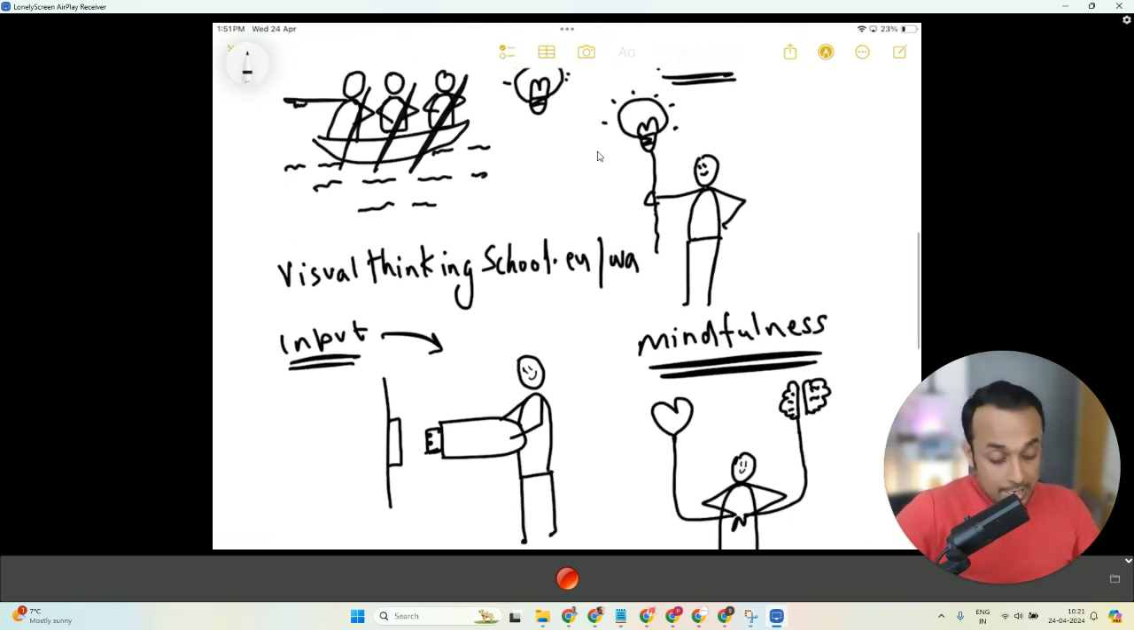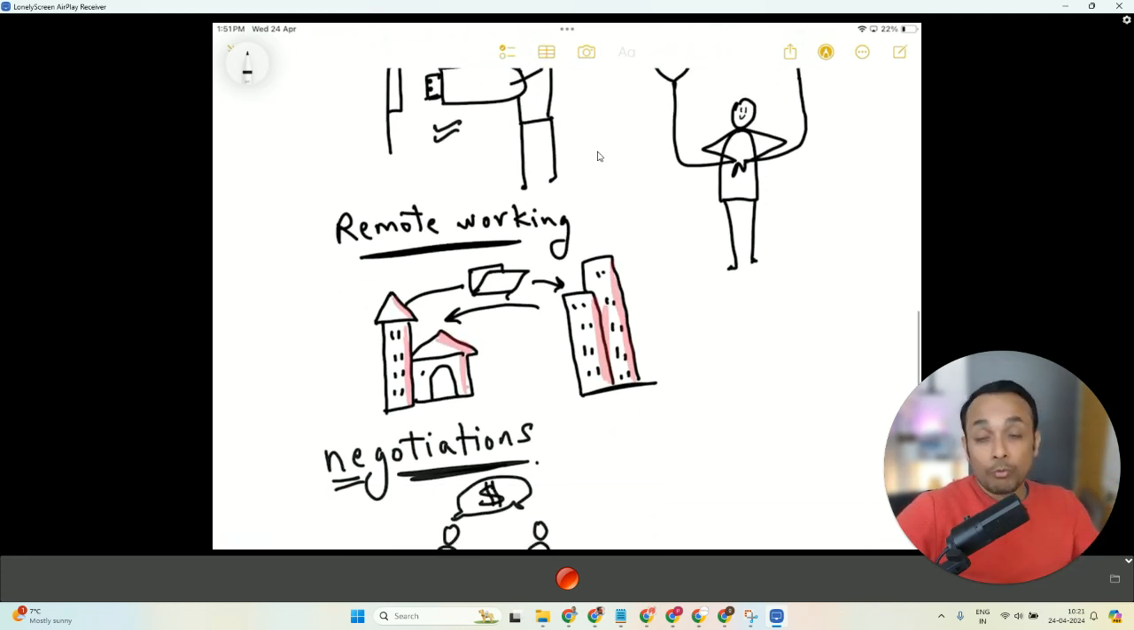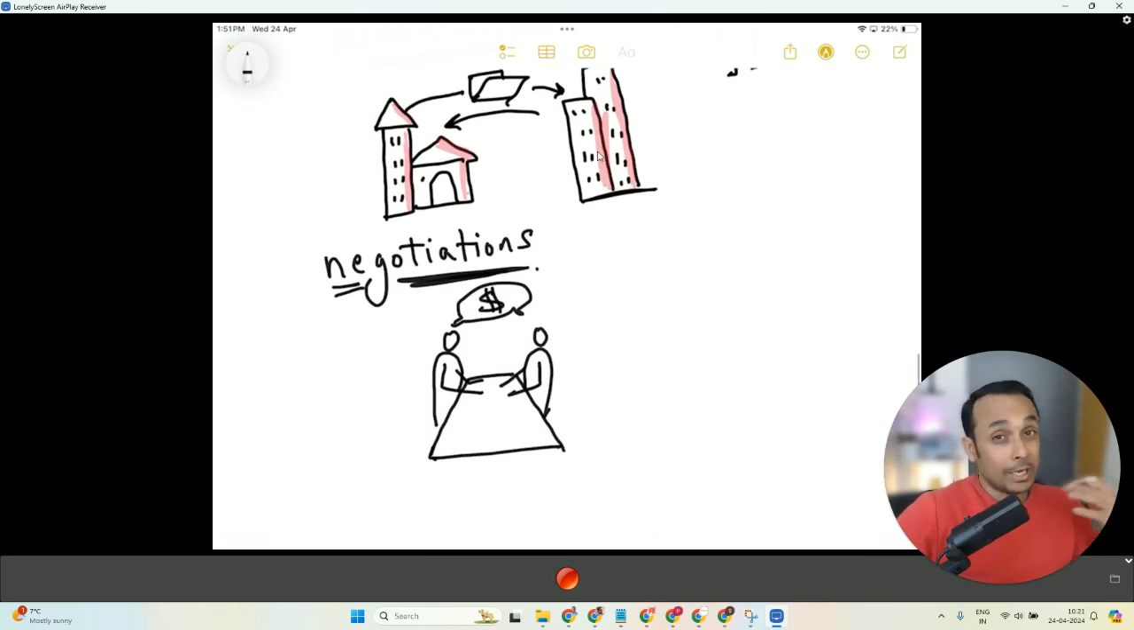Usmo. Input, how he is inputting a USB in the port. Mindfulness is the balance between heart and mind. And remote working, where files are transferred from home to work. Negotiation is when you're sitting across the table and negotiating.